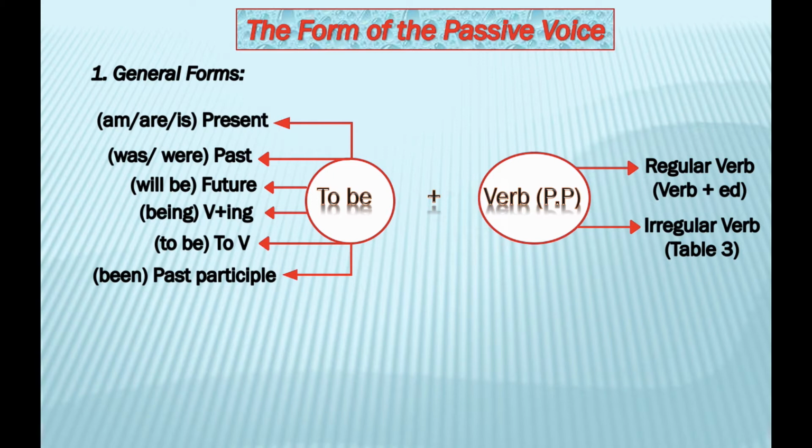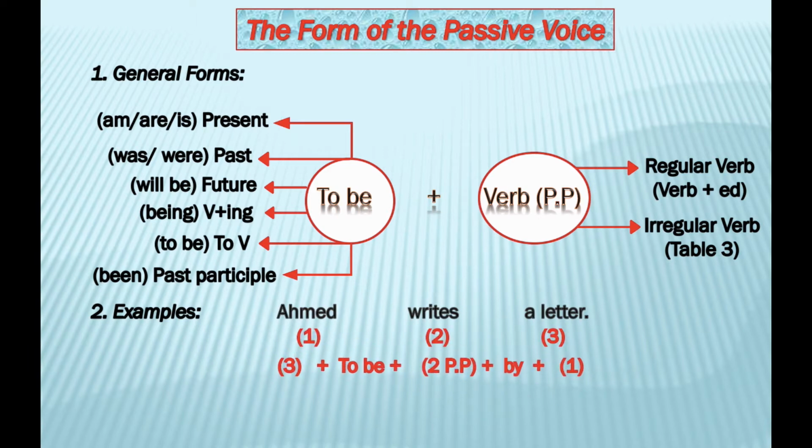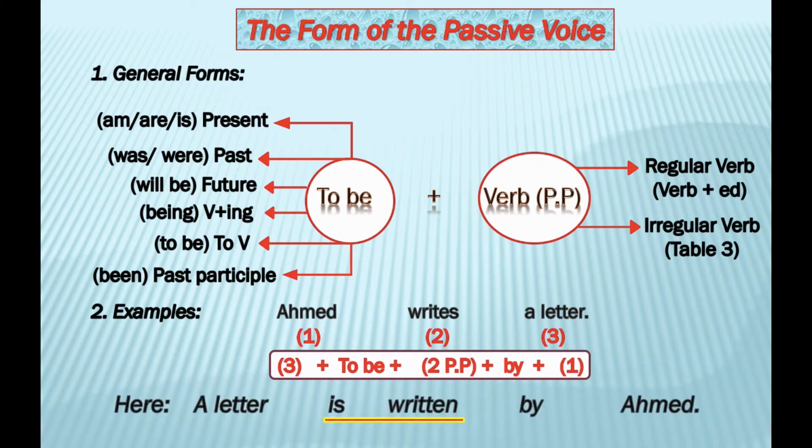At this stage, I am going to give you an illustrative example to make it clear for you. Ahmed writes a letter. So if we are going to put numbers in this sentence, we will give Ahmed number 1, writes number 2, and a letter number 3. Here, it's going to change to the following forms. So 3 is going to be at the beginning. We're going to put the form of passive voice, which is to be plus 2. The verb should be in past participle. And number 1. A letter is written by Ahmed.